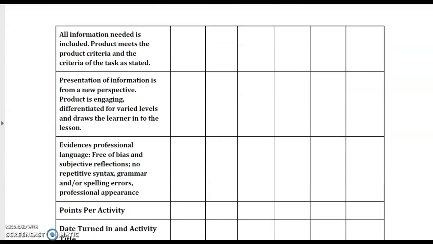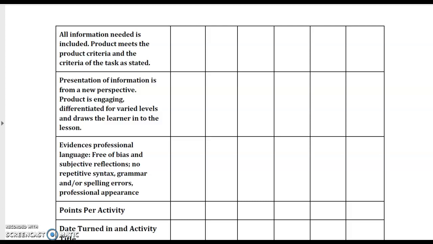All information needed is included. The product meets the product criteria and the criteria of the task as stated. The presentation of the information is from a new perspective. The product is engaging. It's differentiated for varied levels and draws the learner into the lesson. And then the last piece is that it evidences professional language. It's free of bias and subjective reflections. There's no repetitive syntax, grammar, or spelling errors, and it has a professional appearance.